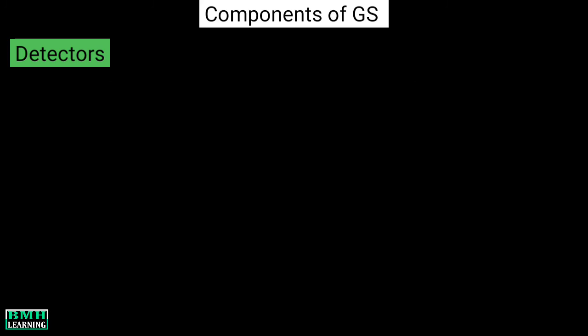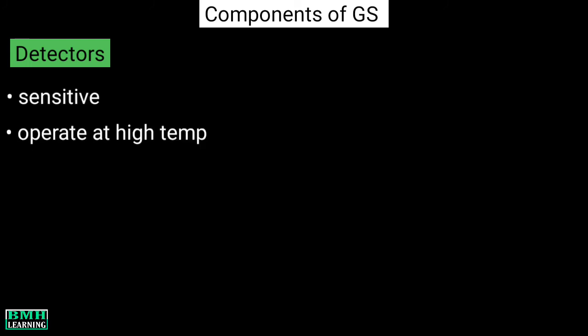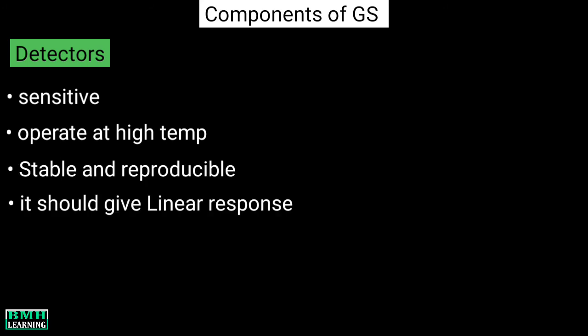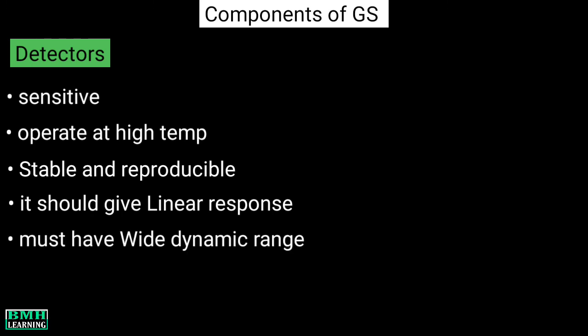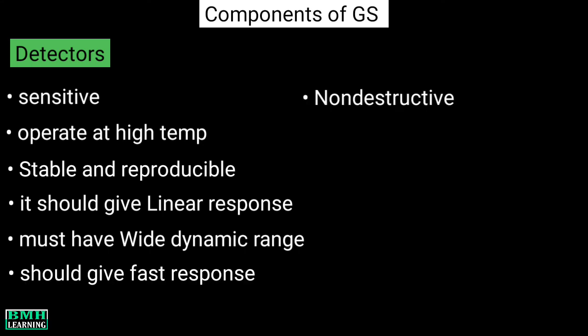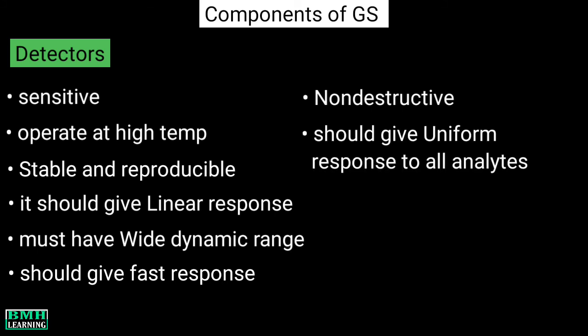An ideal detector must have the following parameters. It must be sensitive and should operate at high temperature. It should be stable and reproducible. It should give linear response. An ideal detector must have wide dynamic range. It should give fast response. It should be non-destructive and also should give uniform response to all analytes.